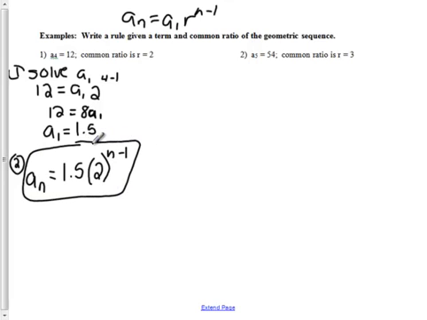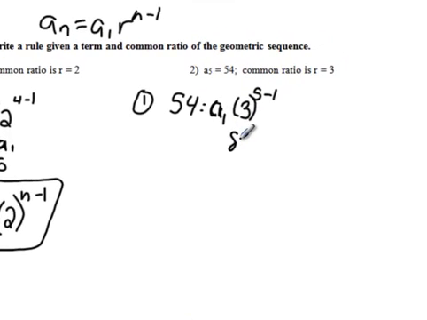Alright, pause the video. Try the second one. When you have it, hit play again. I'm just going to keep going. Alright, first step. Solve for A1. I'm going to write out. So my a to the 5th is 54. That equals, I want to find A1. I do not know what it is. Times my common ratio, which is 3, raised to the n, which is 5, minus 1. So this is 3 to the 4th. 3 to the 4th gives me 81.